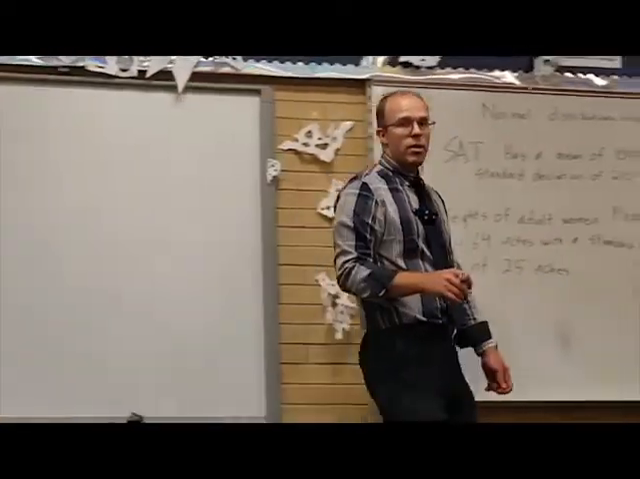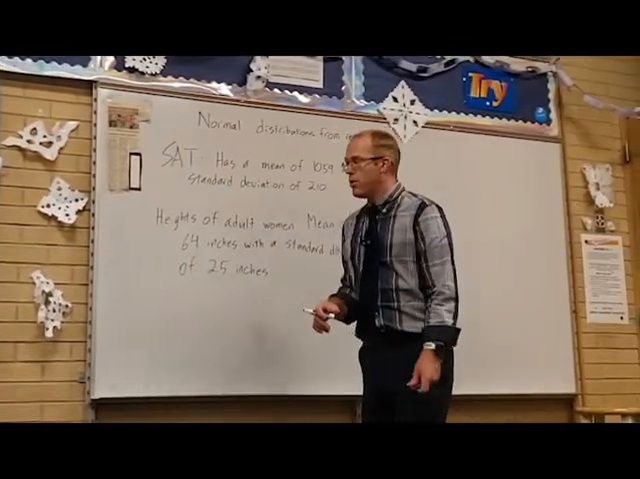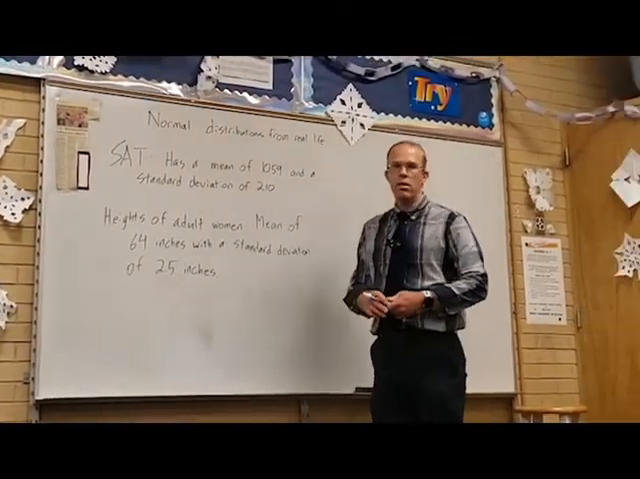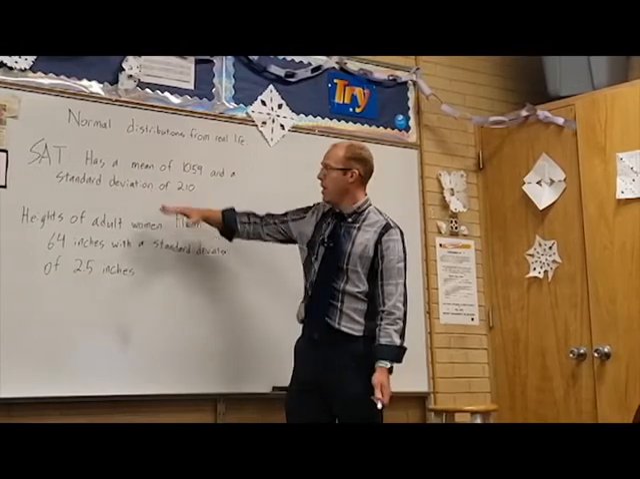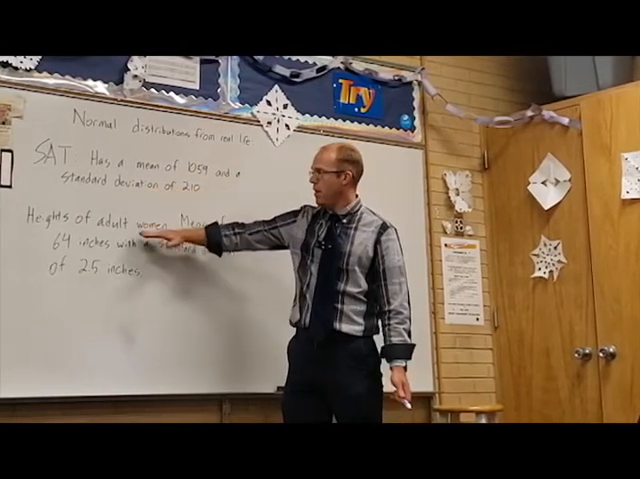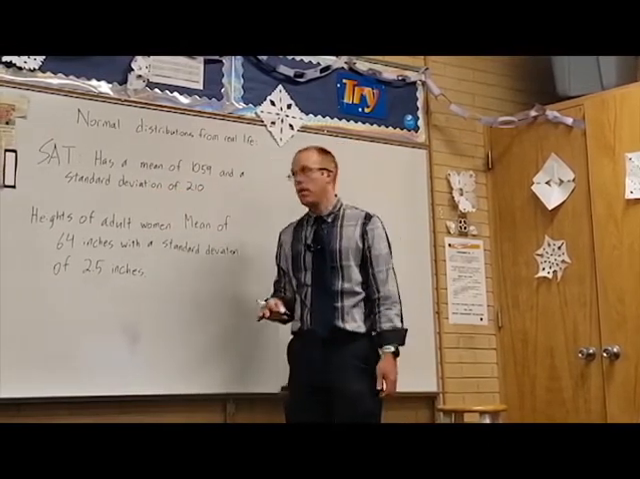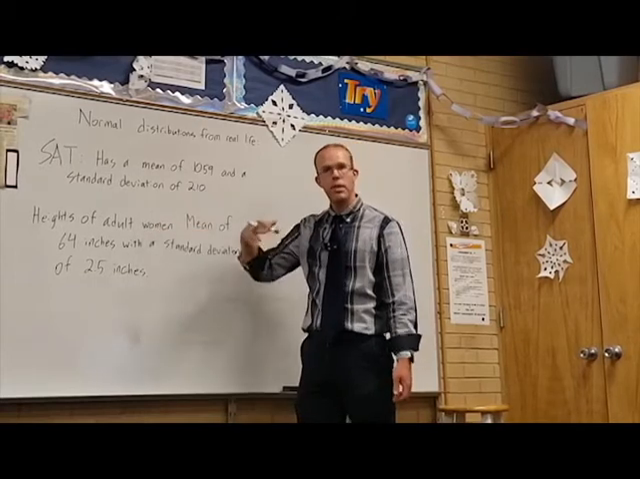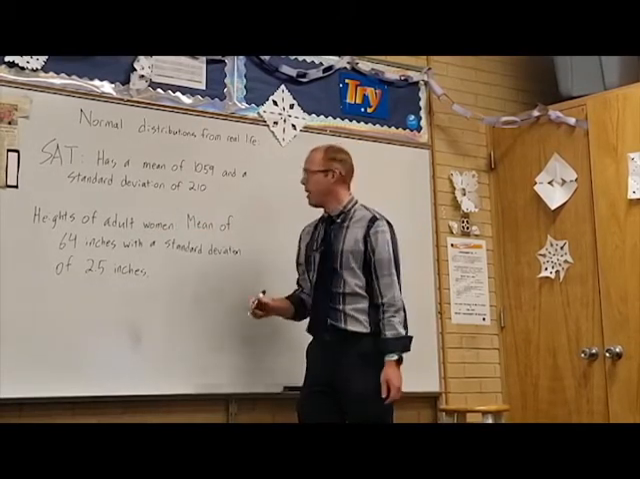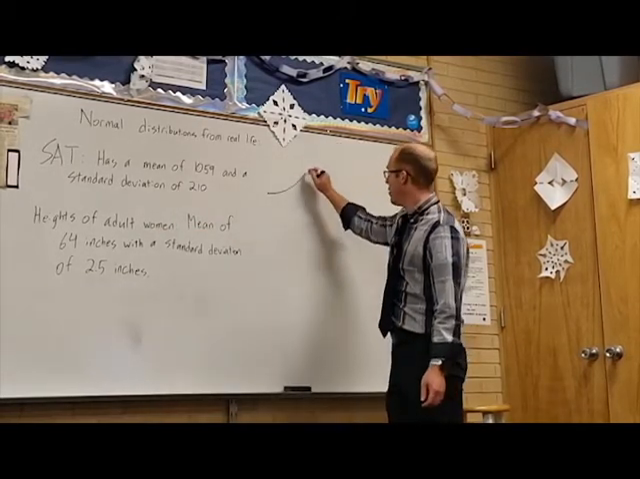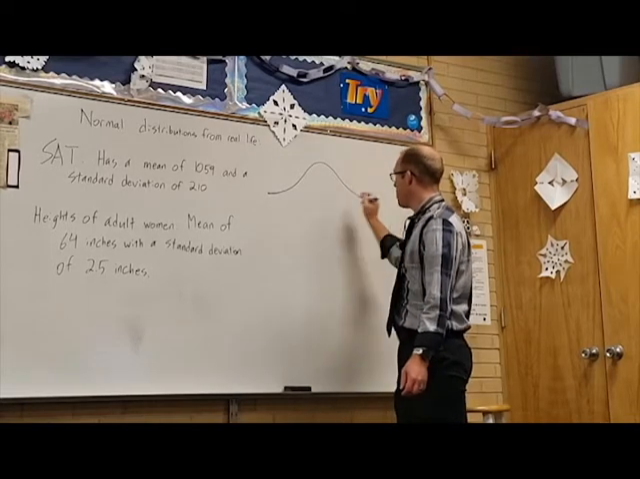So let's take a look at a couple of real-life situations. This is data that I've found online, so I hope it's accurate. It's about the SAT and the heights of adult women in America. These both end up being normal distributions. If you were to make a histogram of those, they would have that normal shape or the bell shape.